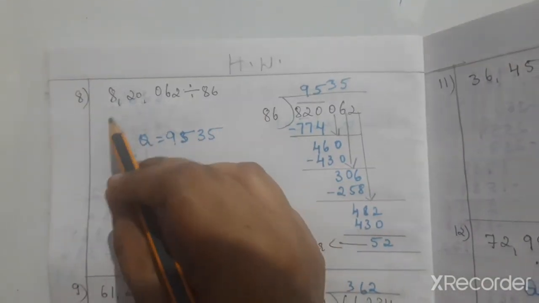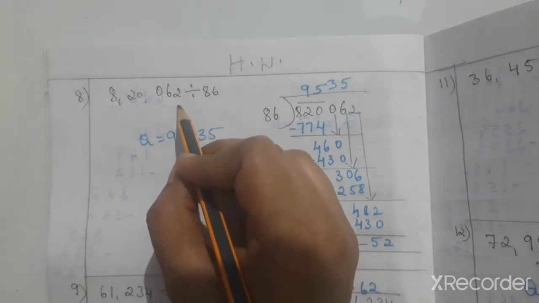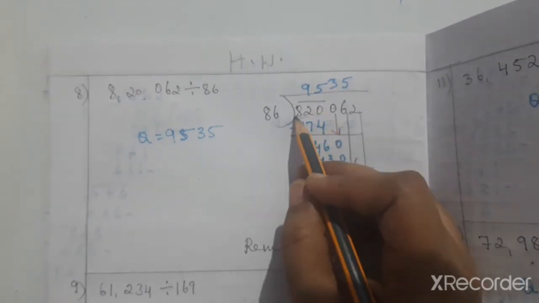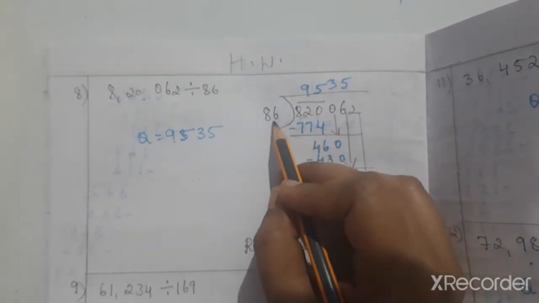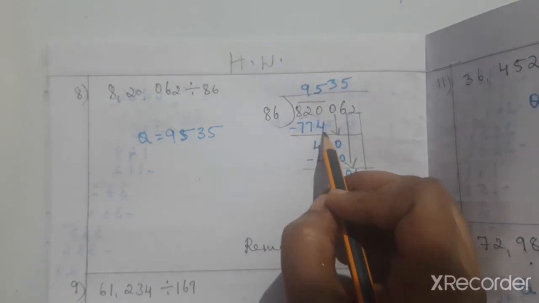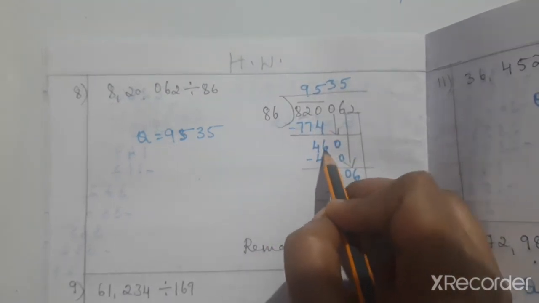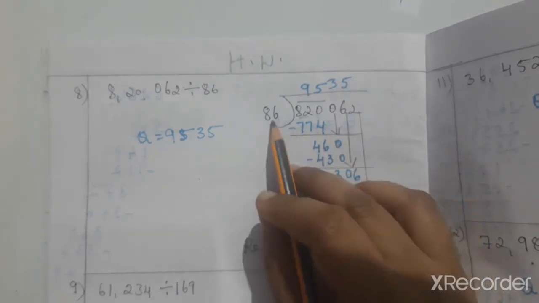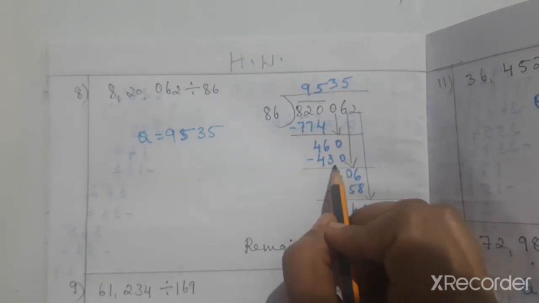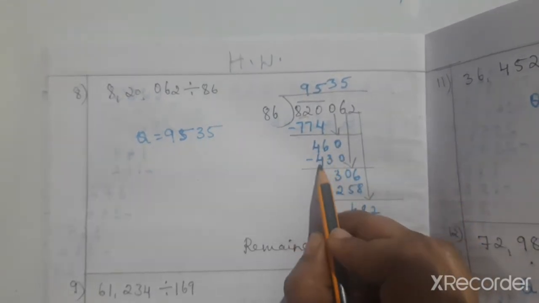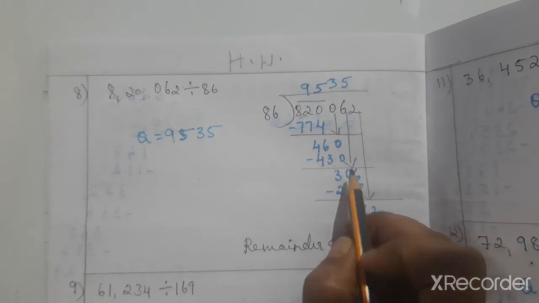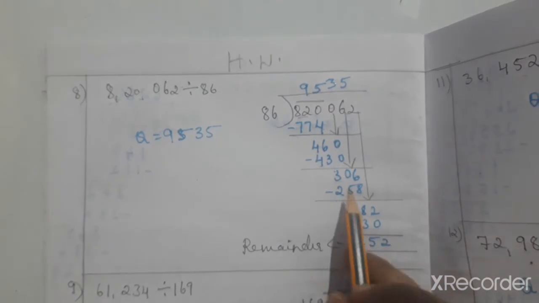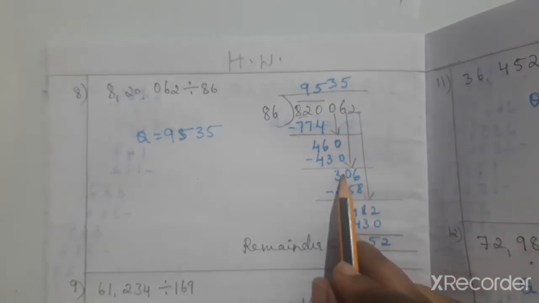Now the next question, the 8th one. 8,20,662 divided by 86. 86 is written here. We can consider 3 digits, we can't take 2. 82 is less than 86. 86 times 9 is 774. After subtraction 46 is the answer, and 0 comes down, 460 now. 86 times 5 is 430, nearest to 460. Now subtract these two. After subtraction 30 is the remainder, then again bring 6 down, 306.